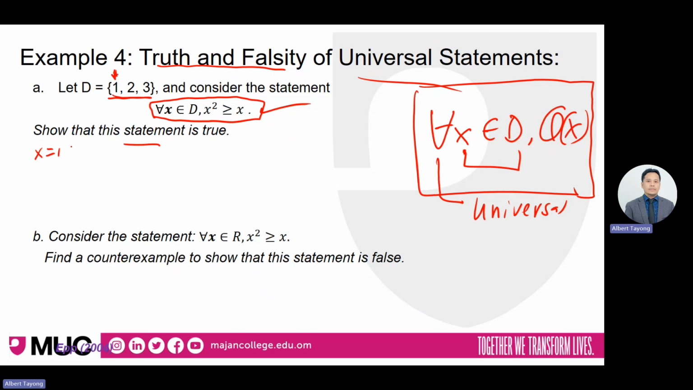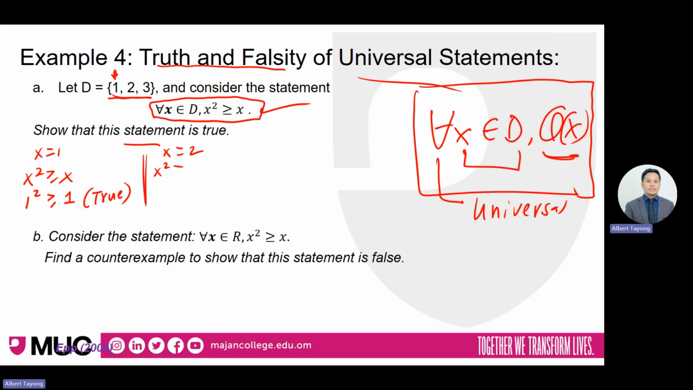First element. So we have x squared greater than or equal to x, that is our predicate, our q of x. So we change our x to 1. 1 squared is greater than or equal to 1, which is true, because 1 squared is 1, and 1 is greater than or equal to 1. So that is true. The next one is x equals 2.